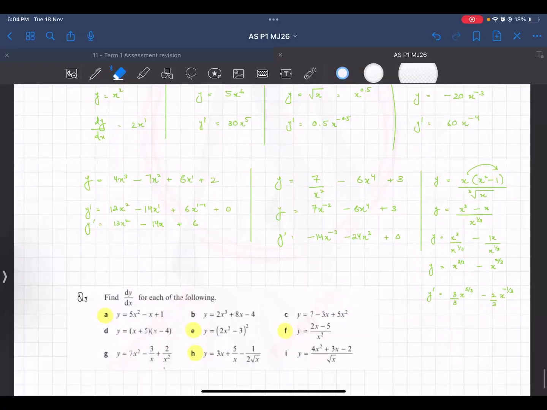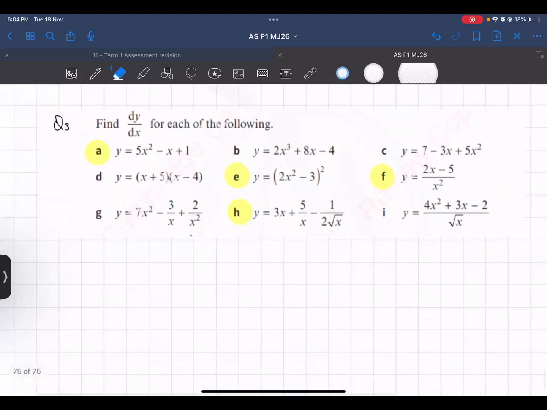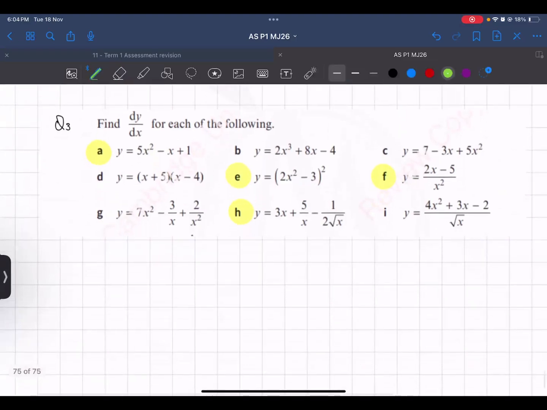Okay. So Sanchi, what's your answer for the part? 10x minus 1. Correct. What about part F, Sanchi? Minus 2x to the power minus 2 plus 10x to the power minus 3. Nice. Good, good. Can I get part E, Mohit?